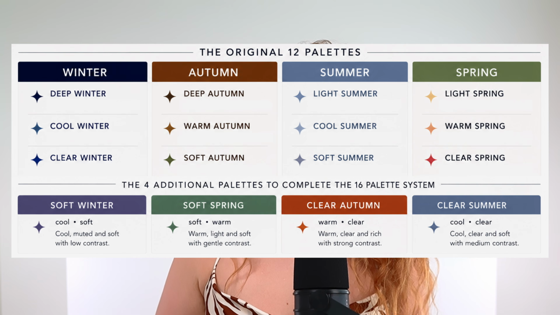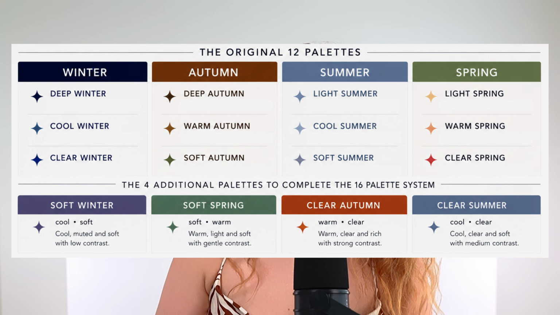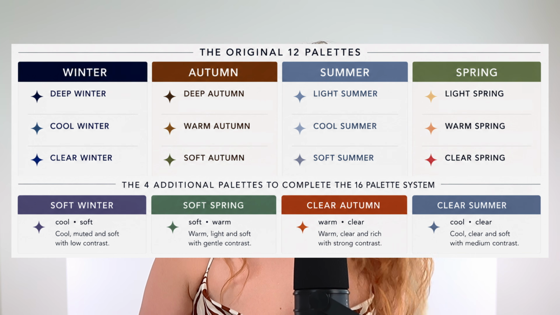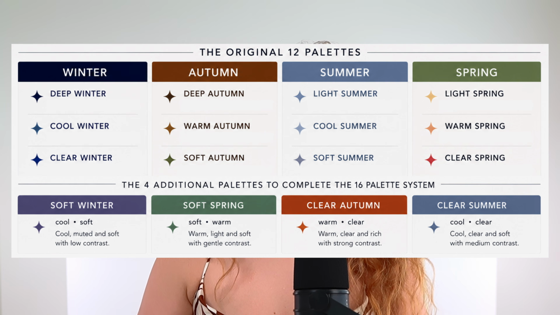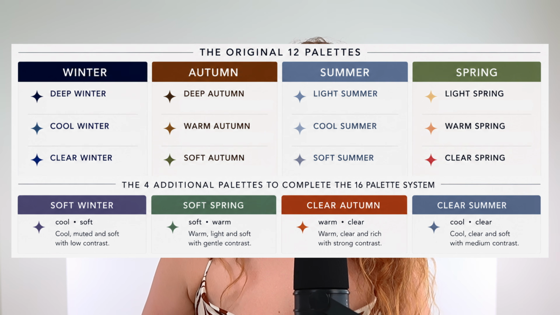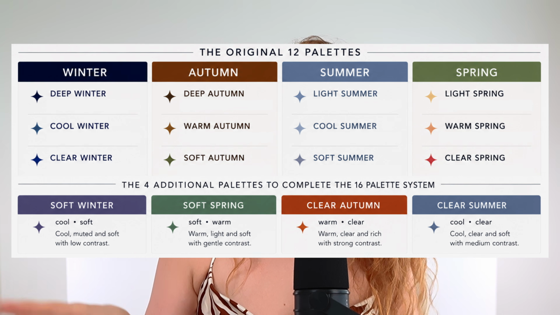Now, soft autumn does fall in the typical 12 palette system. A soft winter we do not see until we hit the 16 palette system. So if you have been color analyzed in a 12 palette system, you probably have not seen the soft winter before. And also, if you have been color analyzed in the 12 palette system and you got designated as a winter and you're thinking, these shades are way too bold for me. They're arriving before I do. There's something off about them. You might just be a soft winter.